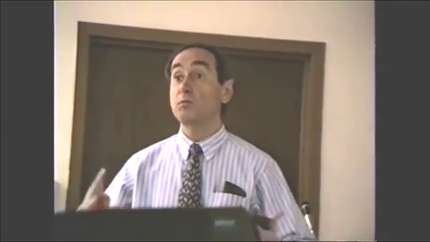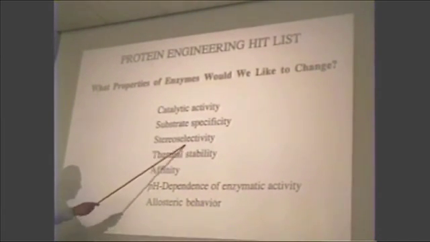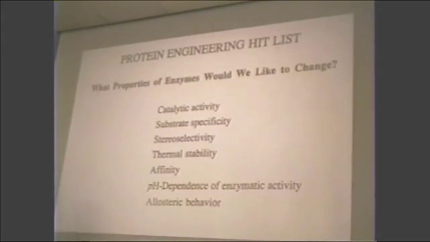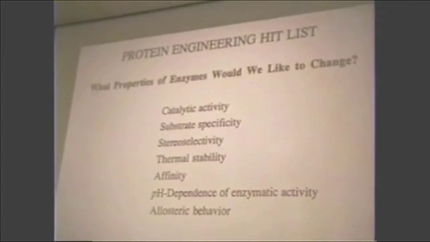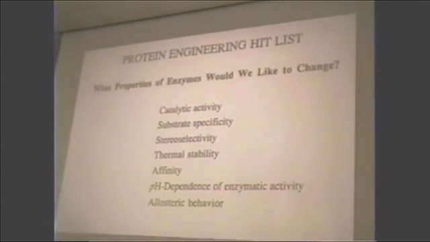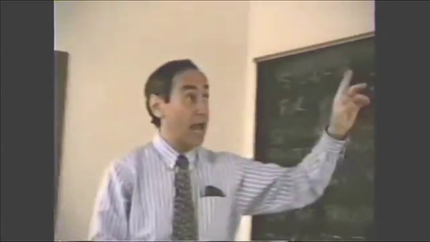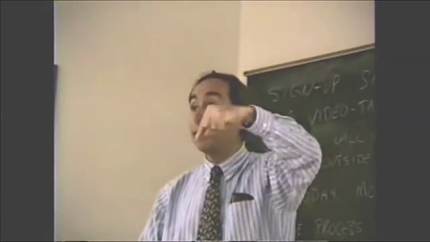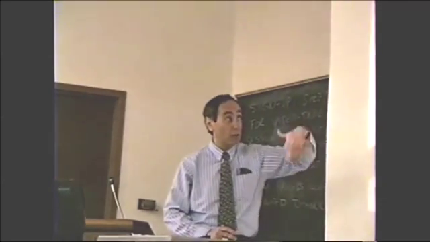An interesting thing here is that if you take a look at what properties of enzymes protein engineers would like to change, this is the so-called protein engineers' hit list. They would like to change, using, say, site-directed mutagenesis, catalytic activity, substrate specificity, stereoselectivity, thermal stability, affinity, and so forth. It turns out that organic solvents can do exactly the same thing. Organic solvents can alter, in a very dramatic fashion, as you will see, all of these properties that protein engineering can change. So in a sense, you have here an alternative and complementary strategy to protein engineering, something that we refer to as solvent engineering, whereby you bring about changes in the catalytic behavior of an enzyme, not by changing the enzyme molecule as such, but by changing the reaction medium in which it operates.